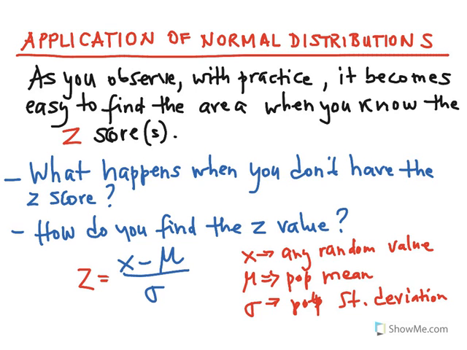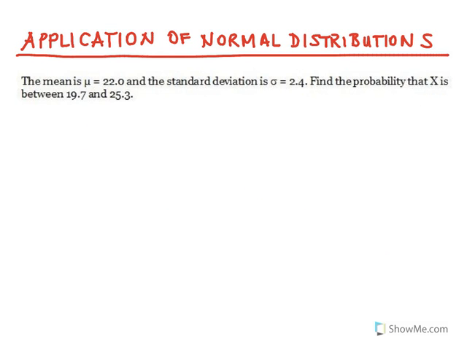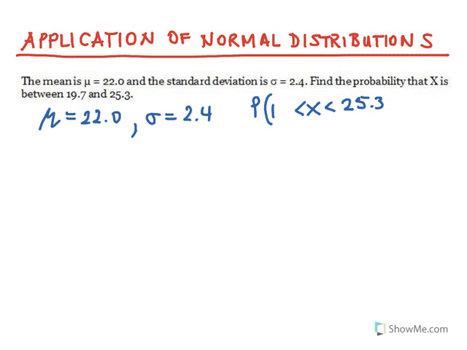Let's talk about and solve some problems now. Let's find the area when we don't have the z-score. Let's say we have the mean and standard deviation. So the mean is mu equals 22 and standard deviation equals 2.4. That's all we have right now. Let's find the probability that x is in between 25.3 and 19.7.